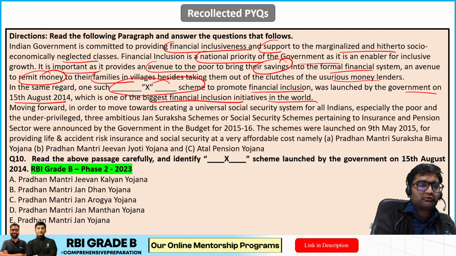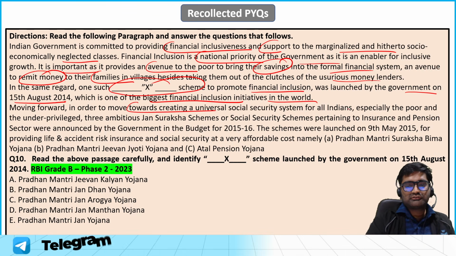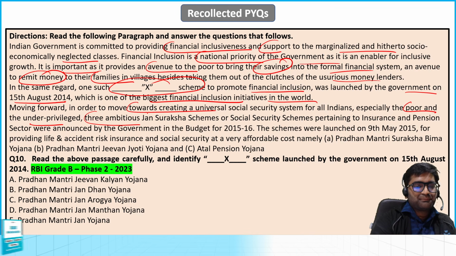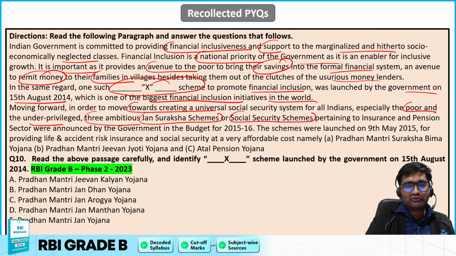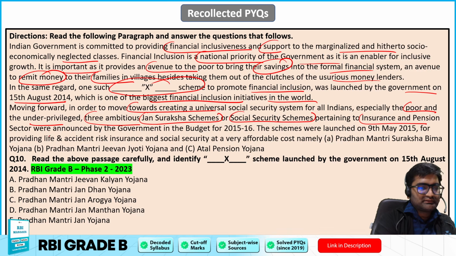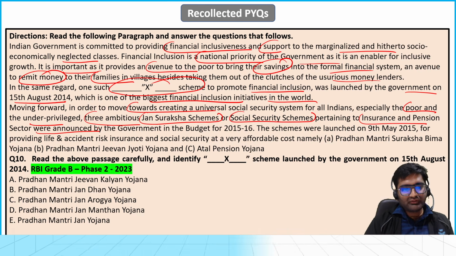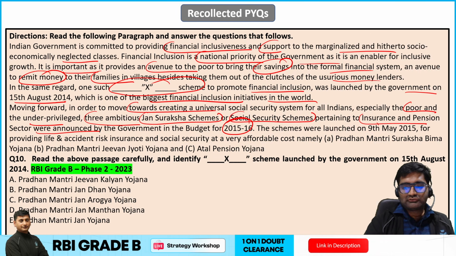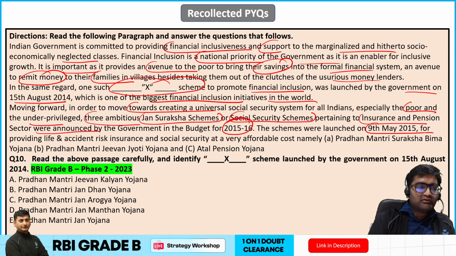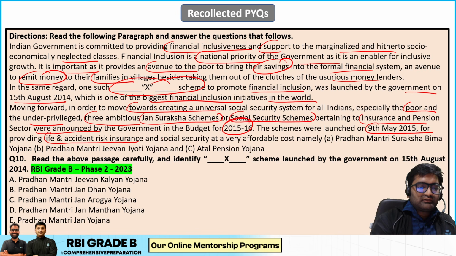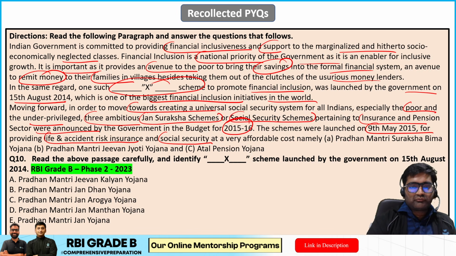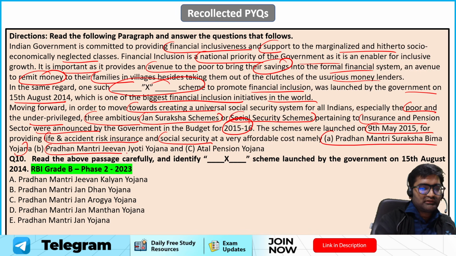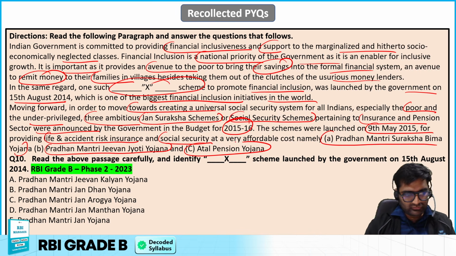Let's see, moving forward. In order to move towards creating a universal social security for all Indians, especially the poor and underprivileged, three ambitious Jan Suraksha schemes, social security schemes pertaining to the insurance and pension sector, were announced by the government in the budget for 2015-16. The schemes were launched on 9th May 2015 for providing life and accident insurance and social security at an affordable rate. What are the schemes? Pradhan Mantri Suraksha Bima Yojana, Pradhan Mantri Jeevan Jyoti Bima Yojana, and Atal Pension Yojana.